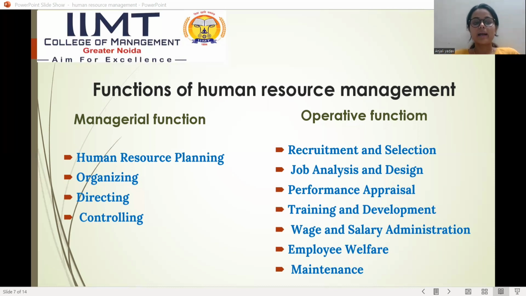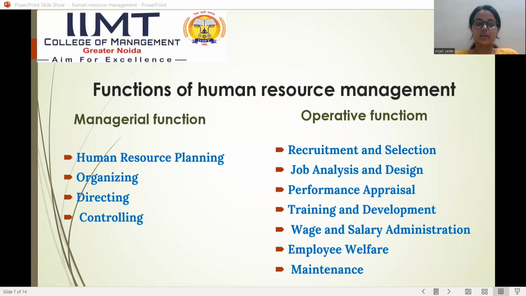Next, we have directing. As we all know, directing refers to providing instructions for the attainment of the organizational objective. Activating employees at different levels and making them contribute maximum to the organization is possible through proper direction and motivation. Tapping the maximum potential of the employee is possible through motivation and through providing instruction to the employee.